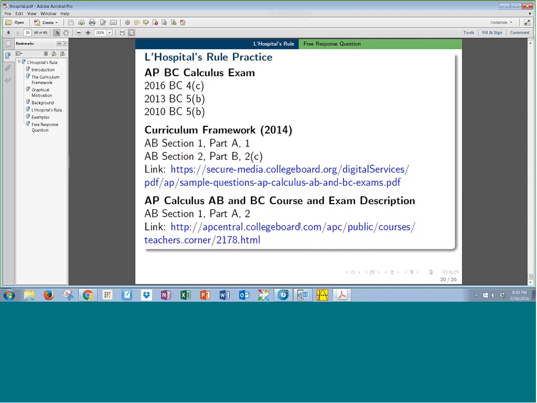And then, of course, our new document that is out is the AP Calculus AB and BC course and exam description. We fondly call it the CED, but in that you have one good sample question with L'Hopital's rule, and that is the link to that particular document. And that is the document that you need to be paying a lot of attention to this year, because this framework and this course and exam description is affecting the exam that will be given in 2017.